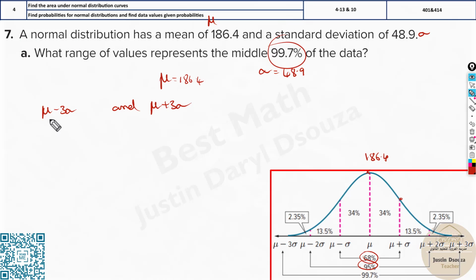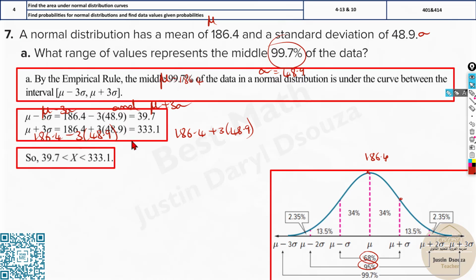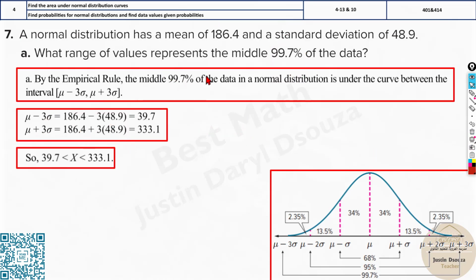This is it. Now substitute the values. It's 186.4 minus 3 times 48.9. And here you have again 186.4 plus 3 times 48.9. Just find these values. That will be the answer. That will be the range of data that will represent 99.7% of the data. So here you can see it's 186.4, that's mu, minus 3 times 48.9. You get this, and here.